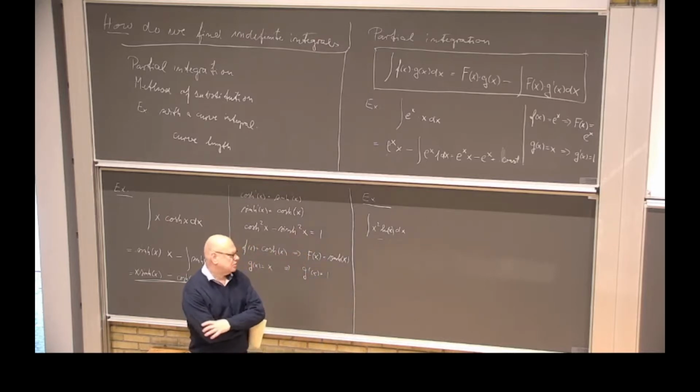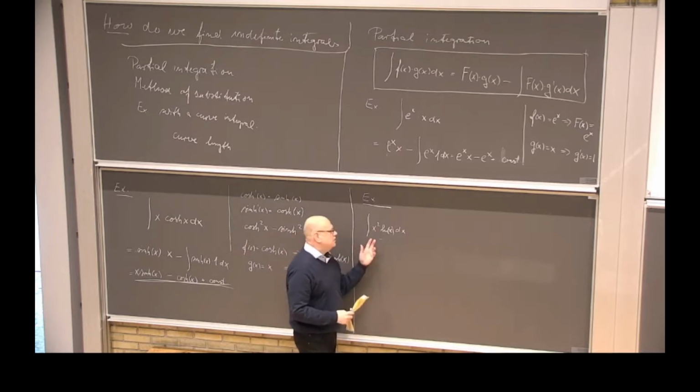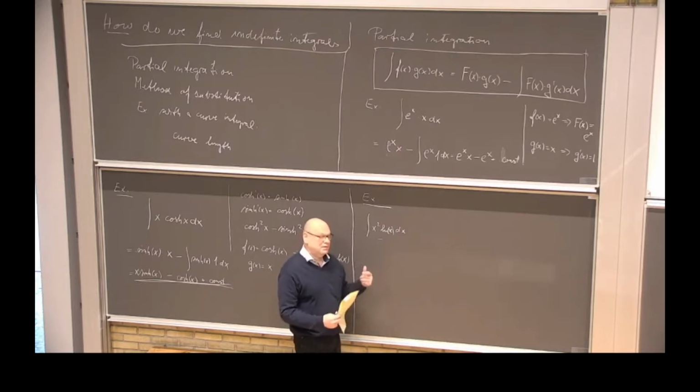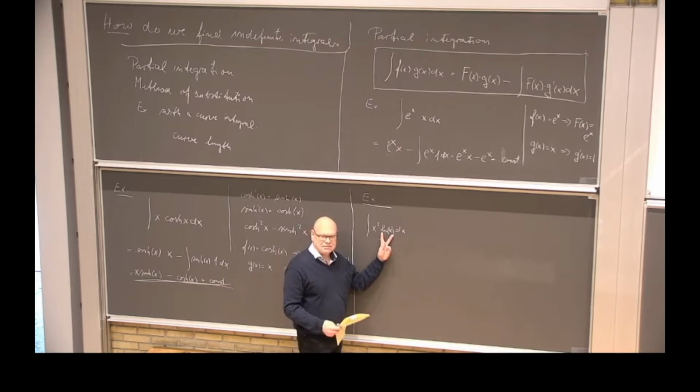So which one to choose? Which one is the easy one to integrate, and which one gets simpler when you differentiate it? For one thing, you don't know the indefinite integral of ln x. Or maybe you do, but you should probably choose this as g of x. And moreover, when you differentiate ln x, you get 1 divided by x. So this is in a sense simpler. And of course you can integrate the other one.